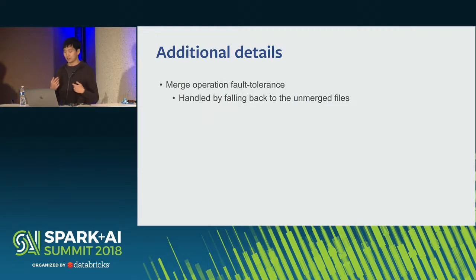So there are a few more additional details in the implementation. For instance, the way we allow fault tolerance for merge operations is similar to the best effort merge. We just handle it by falling back to unmerged files. So if you fail to do a merge operation, you can just proceed using the previously unmerged files.